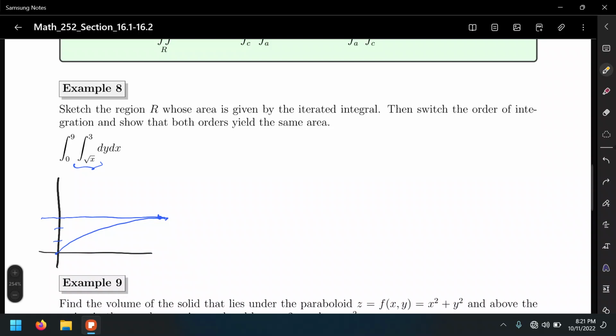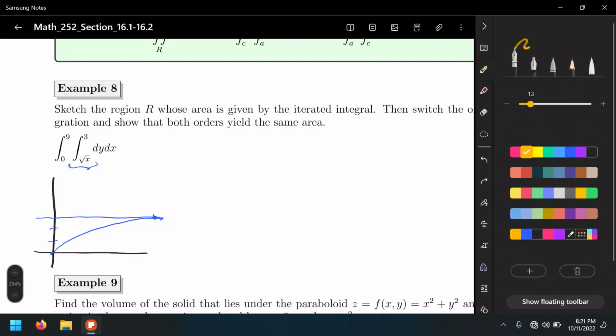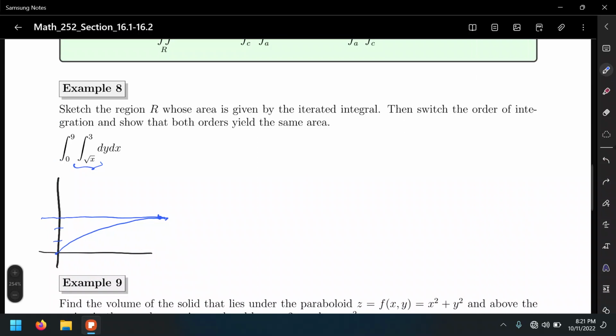That means in this case we can apply Fubini's theorem and represent this integral in two different ways. So let's go about the first order that we have over here. We're going to integrate with respect to y and then with respect to x. So that's going to be the order. So 0 to 9, and the integral of dy is just y from root of x to 3, with respect to x. So that's going to be equal to the integral from 0 to 9 of 3 minus root of x with respect to x.